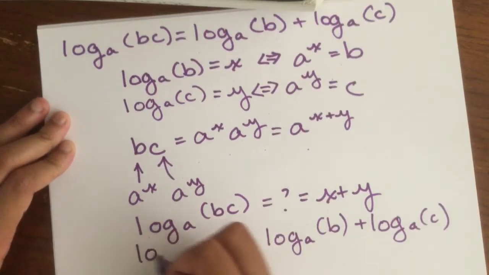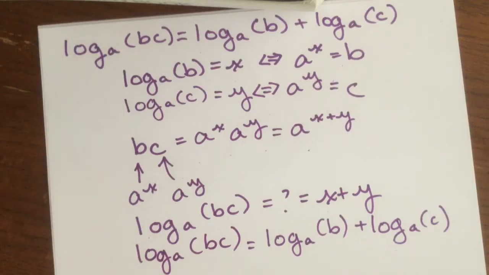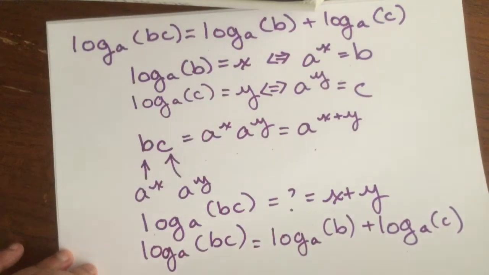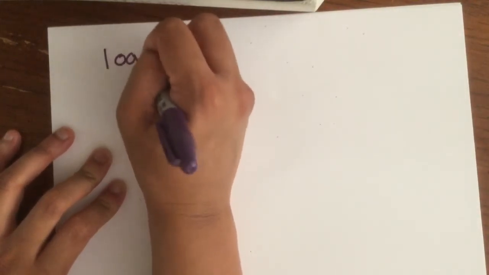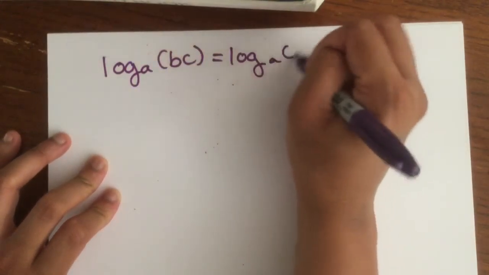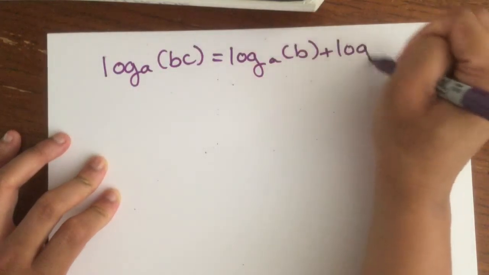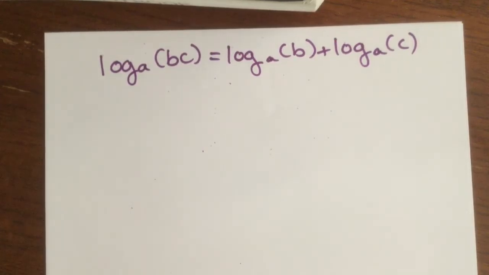Yay! So log base A of BC is equal to log base A of B plus log base A of C. Now, this is a lot of variables. And sometimes it's easier to see why something works if you are looking at actual numbers. So, setting this aside for a second, we'll write down our log law just to have it. So, let's put in some numbers.